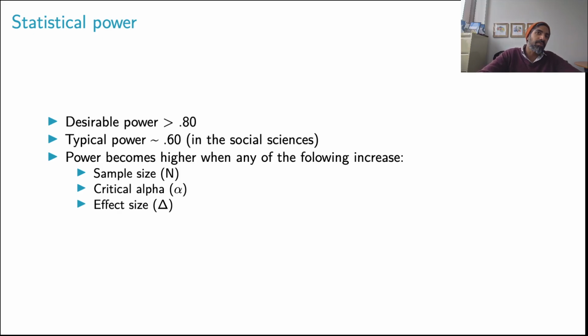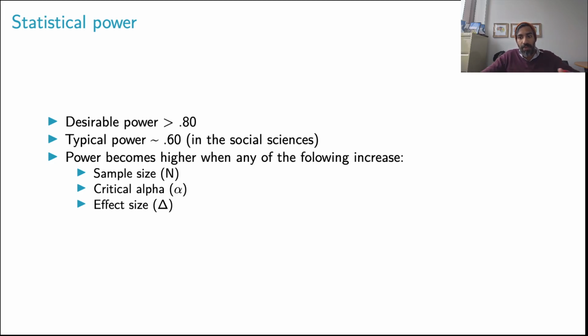Desirable power is greater than 0.8. Typical power is often around 0.6 in the social sciences, and power becomes higher when any of the following increase: your sample size, your critical alpha, or your effect size. You can't really control the change in your effect size. You can control the change in your critical alpha. You can increase alpha, and that means you'll have a higher threshold to detect an effect.